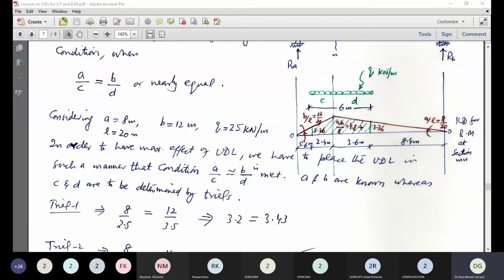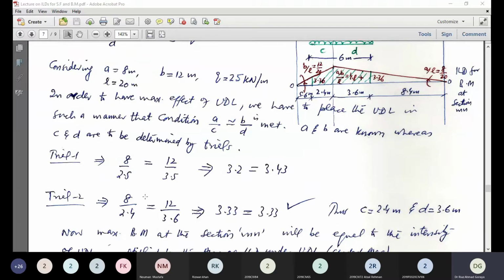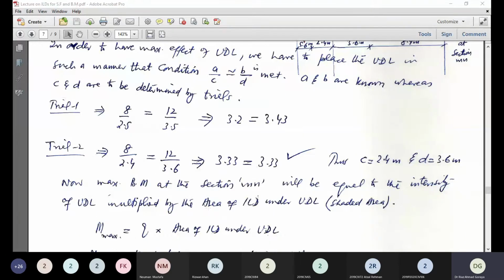Trial 1, this is hit and trial, or if you have a good grip on geometry, you can reduce the effort of hit and trial. So if we take C as 2.5 and D as 3.5, it will become 8 over 2.5 and 12 over 3.5. It will become 3.2 and 3.43, not nearly equal. So we proceed for the next trial. Then we go for 8 over 2.4 and 12 over 3.6. It is exactly the same. So now we will place C as 2.4 and D as 3.6.